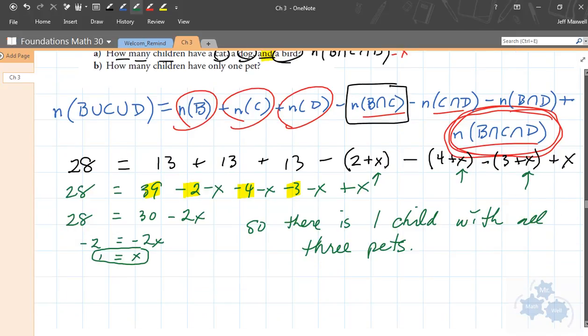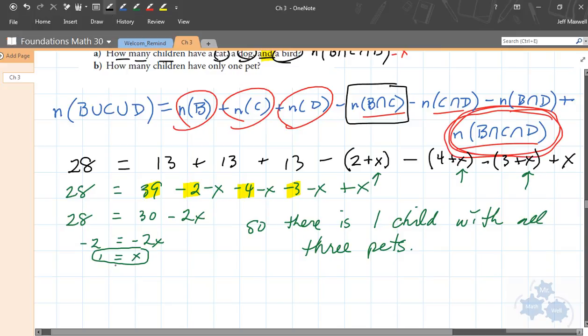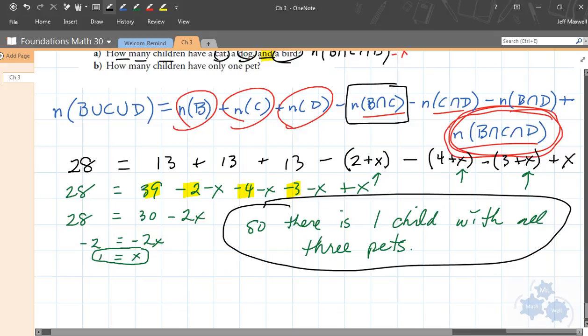Alright, so this is what you want to do algebraically to solve. You should have gotten X equals 1 when you solve for X here. Which means that there's 1 child with all 3 pets. That is the answer to this question for A. Okay, that's the answer for A.